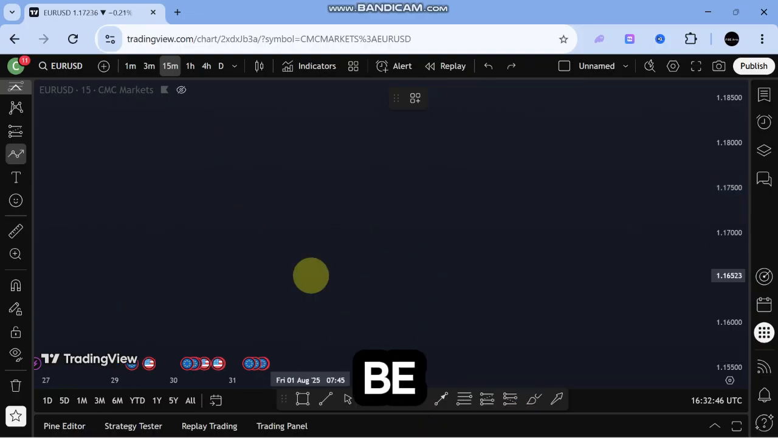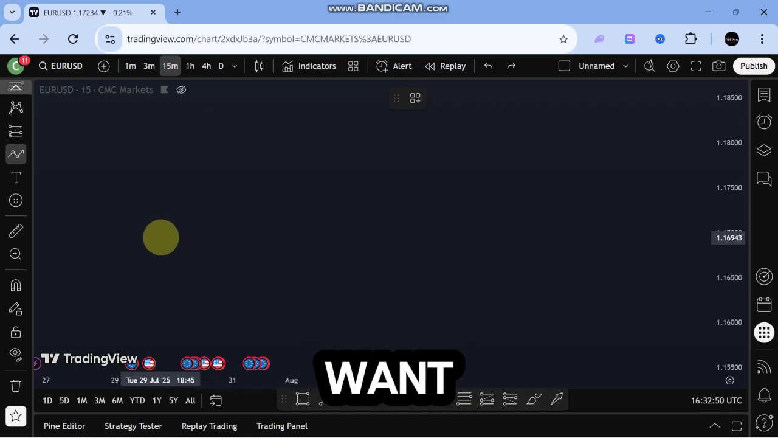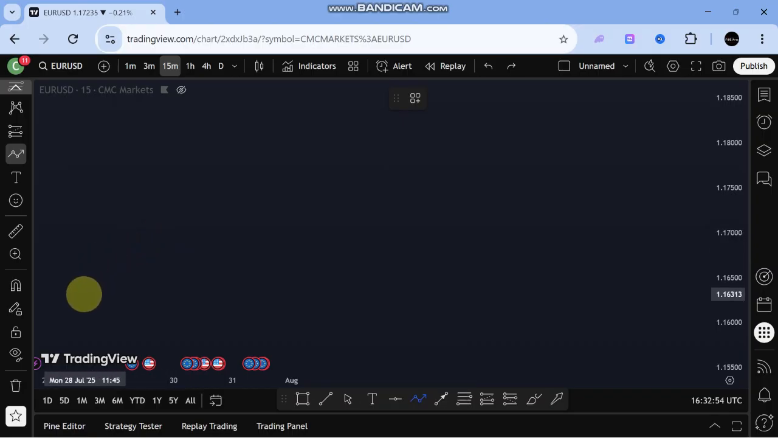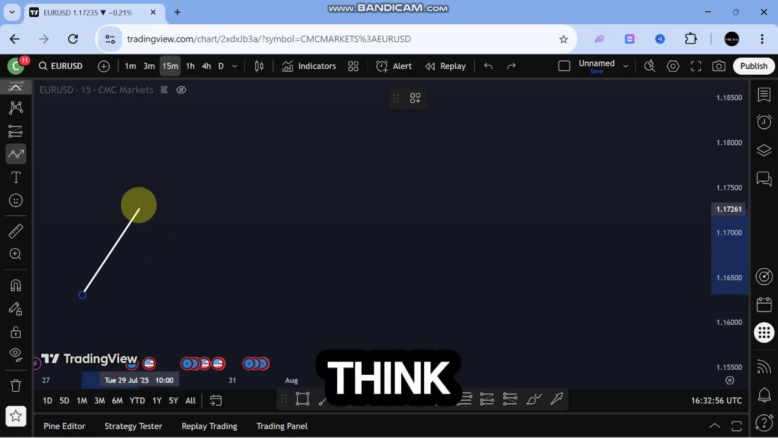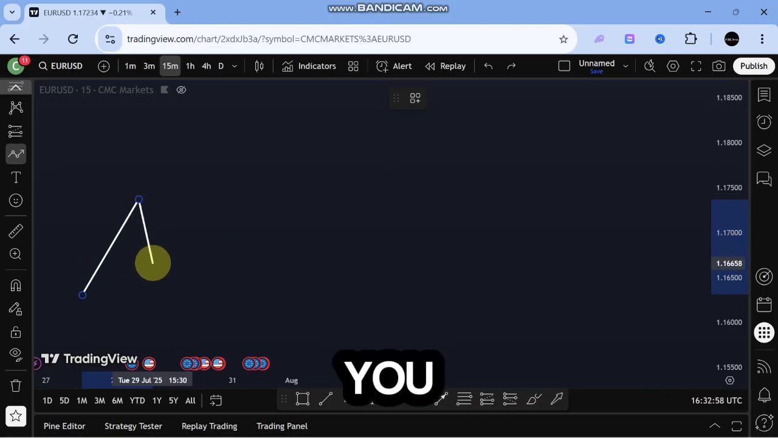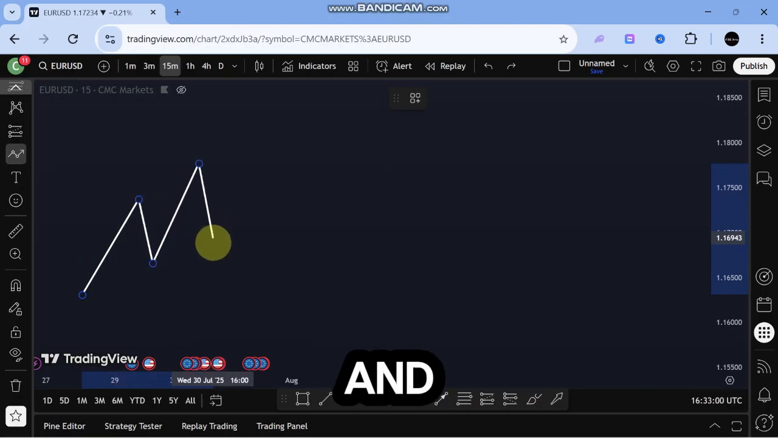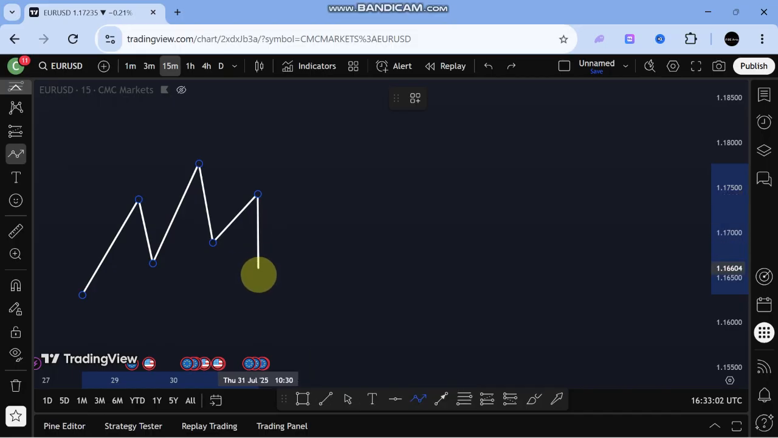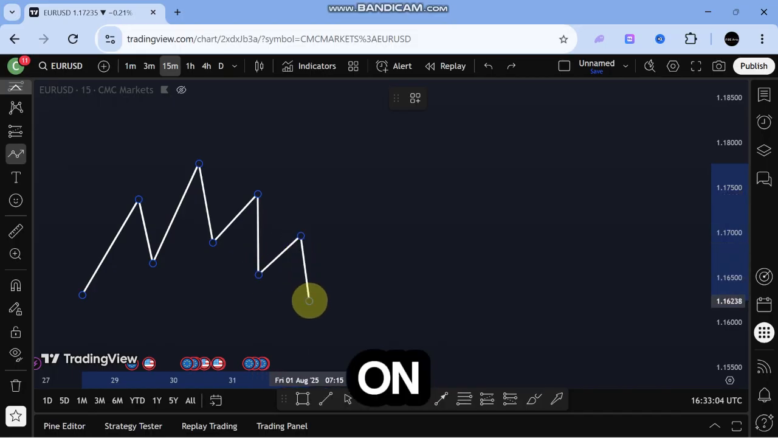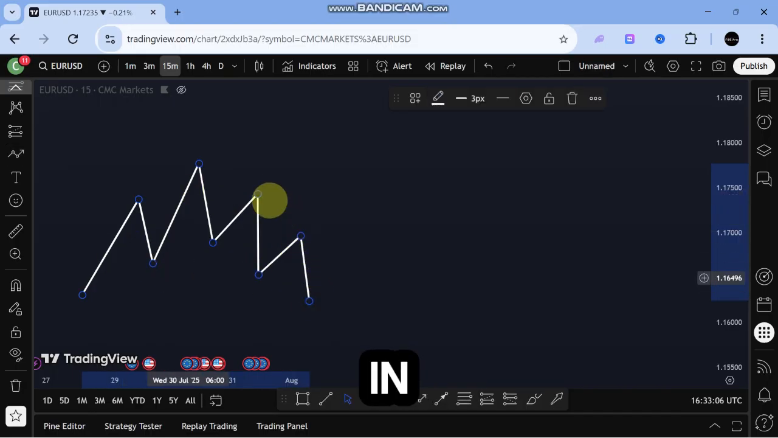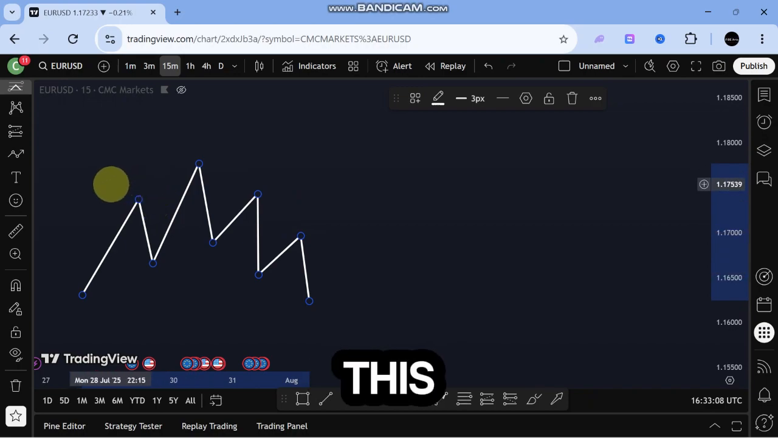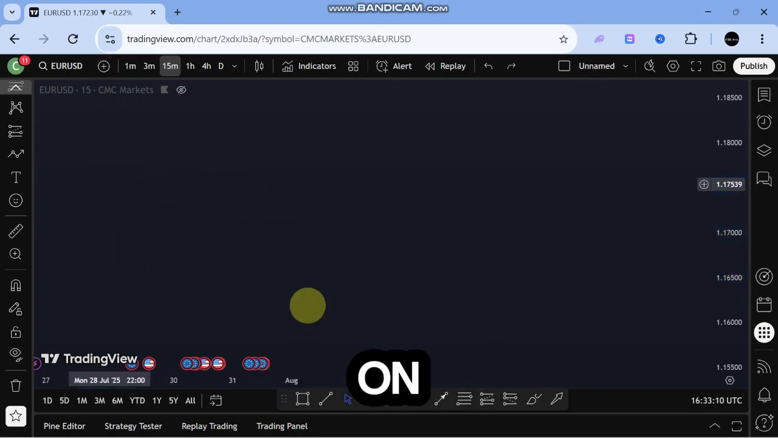Next, we'll be going to the chart to show you this. But before we get into the chart, I want you to know that on the chart it will not be very clear. You saw when I was drawing it, it was very clear. You could easily point out the higher highs, higher lows and the lower lows, as you're seeing on the screen. But on the chart, it will not be very clear like this.